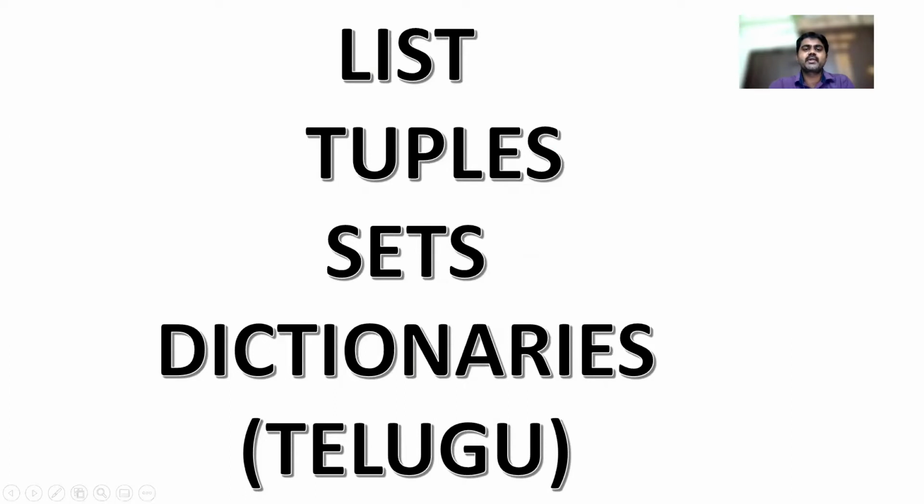So today we're going to discuss lists. Okay, so we have collections. Basically, collections are of four types. First is list, second is tuple, third is sets, fourth is dictionaries. Okay, so first we'll discuss what is a list.